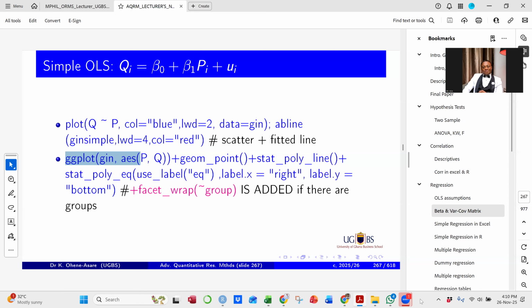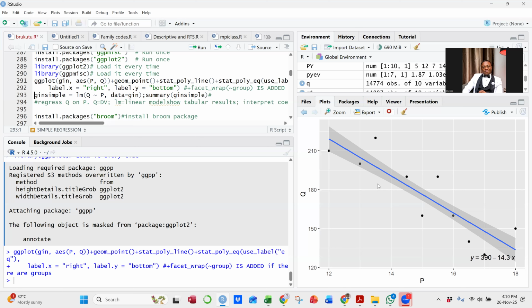Let me know anybody who is able to run this ggplot graph. It's a simple regression graph of price and quantity. And then you can see the wrapped grouping regression line. And you will see that Y, which is the quantity demanded, is a function of price. And you can see that the price coefficient is negative 14.3, which means that there is a negative relationship between the quantity demanded and the price.